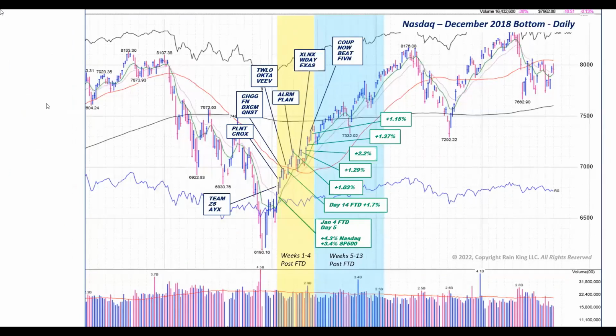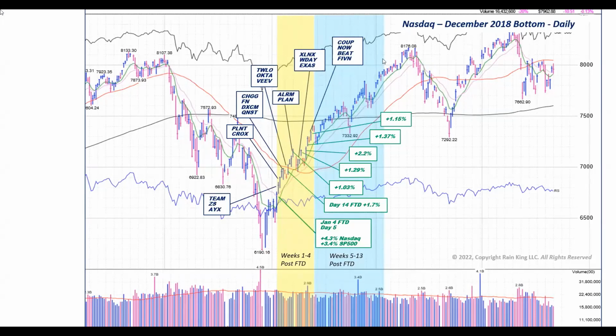And a very similar blueprint happened in 2018. Again, it was a sharp bear market. We were down quite a bit in 3 months. And then you can see here, we had a very strong follow-through day on January 4th. The NASDAQ was up 4.3%, with the S&P up 3.4%. And we had multiple subsequent follow-through days.